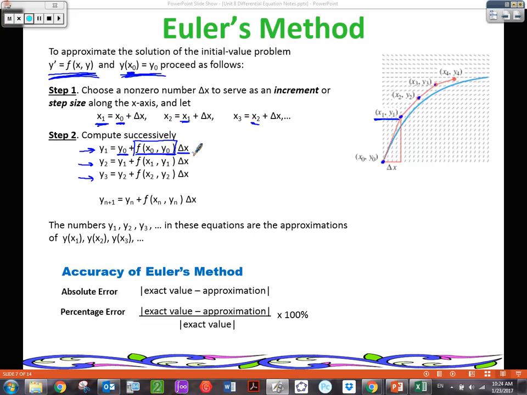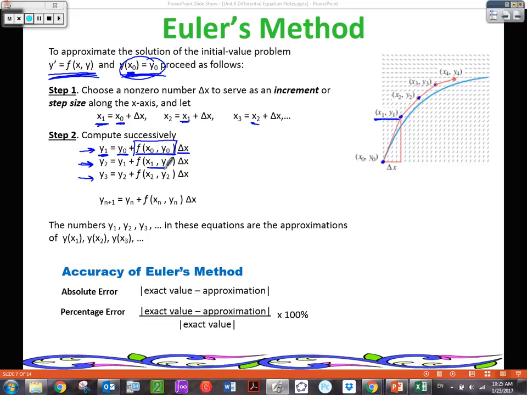Okay, so for the next one, y2, what would I do? Well, I would take the point that I found here, my y1 and my x1, and I would use that in this next formula. I don't go back to the original, I just use the one previous. So the point that I got previous was this one, x1, y1. I would use this, and then I continue as many times as I have to.